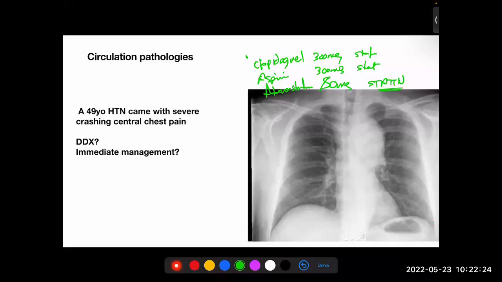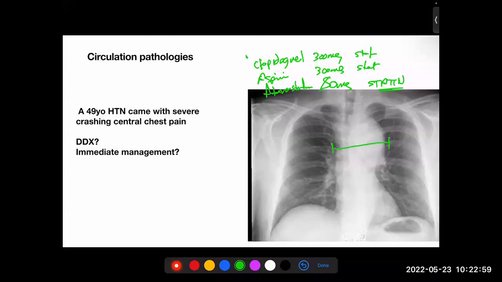So you have agreed this is aortic dissection. And here, the only pathology we see is what's happening to this mediastinum. There's widening of the mediastinum. I have a question. You said we lower the blood pressure. Why is that? If the blood pressure gets high, what happens to the dissection?